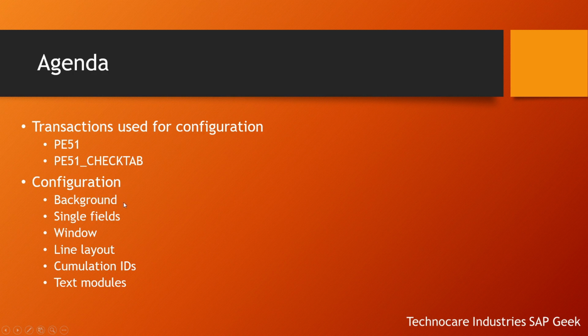So we'll be seeing background, how to edit single fields, add and remove single fields, how to maintain windows, what are line layouts, what are cumulation IDs and text modules. So let us jump into system and see what exactly configuration is needed to set up standard payslip.